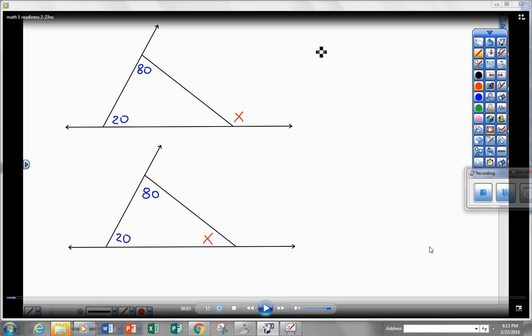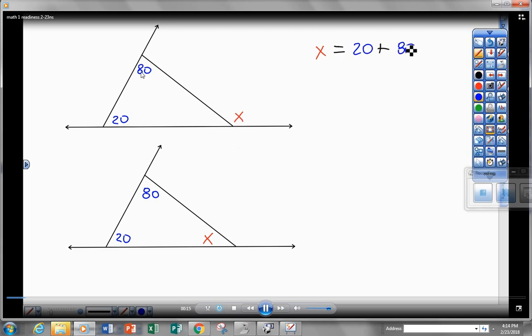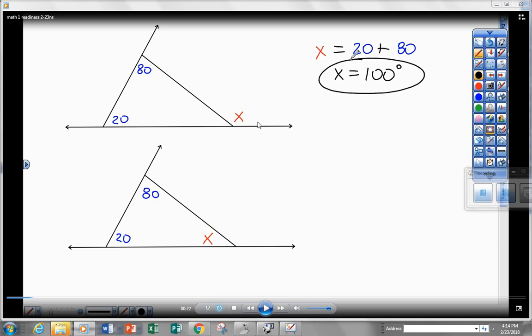Alright, so for these first two problems to review, these two have the difference between the outside angle and the inside angle. If it's an external angle with nothing next to it, this is equal to these other angles inside the triangle added up. So the way I set that up is x equal to 20 plus 80. X is equal to these two added up. So this outside angle x is equal to 80 plus 20, which is 100.